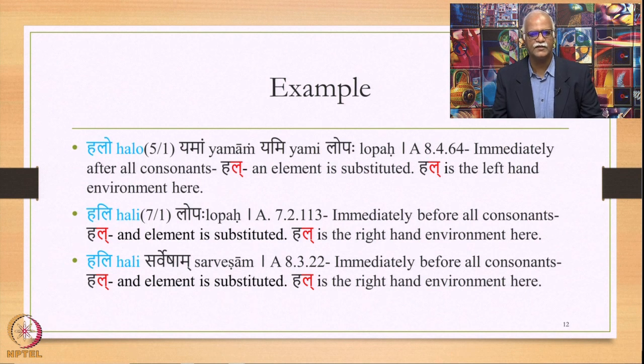Similarly, if we look at the sutra Hali Sarvesham 8.3.22, in which Hali once again occurs in the seventh case. In this case again, Hali means immediately before all consonants, a particular element gets substituted. So, in this case, hal is acting once again as the right hand side environment, and therefore the seventh case is added after the Pratyahāra hal. This is how the hal Pratyahāra will be used.